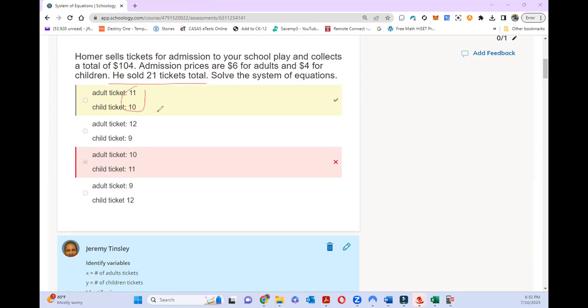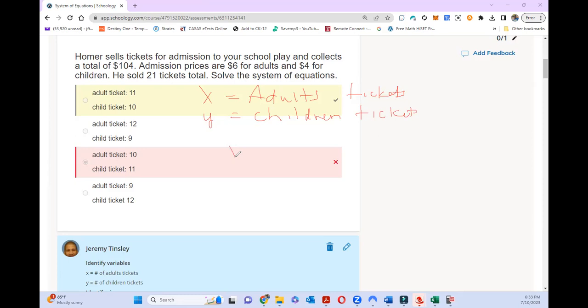So 11 and 10 is 21, 12 and 9 is 21, 10 and 11 is 21. So that's the first thing. Your two equations are going to be, watch this. First of all, your first step is to identify your variables. So x is going to stand for my adult tickets. My y is going to stand for my children's tickets. Does everybody understand that?